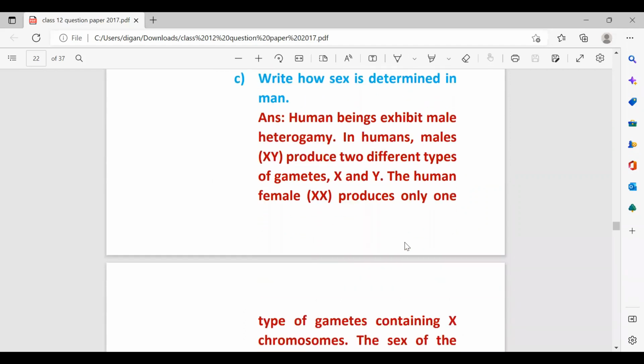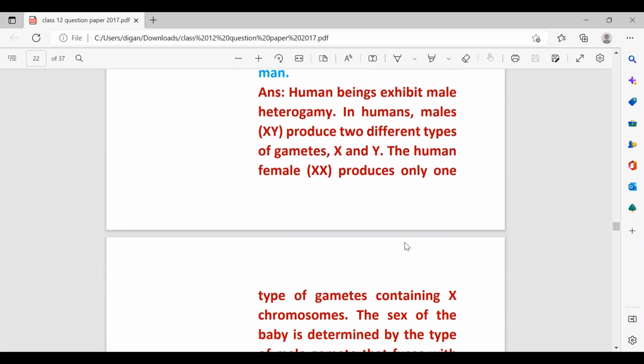Next, write how sex is determined in man. You know man has the X and Y chromosome. So this is the process of the sex determination mechanism in man.